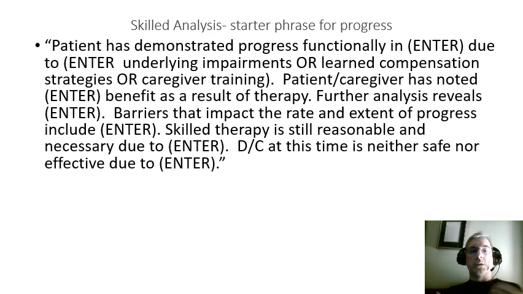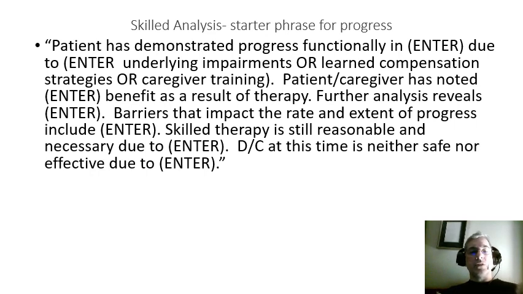And so get into some nitty gritty to explain what's going on with the patient, something that a nurse reviewer will not understand inherently looking at just the objective data that you've given them. And then you could say something like this: barriers that impact the rate and extent of progress include acute illness, a limited cognitive status of the patient, lack of available support in the home, whatever it might be. You want to talk about those barriers.